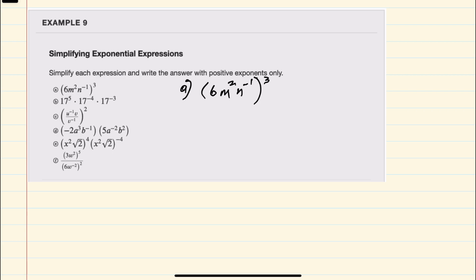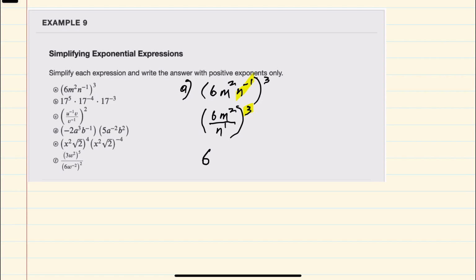Typically, I like to start inside the parentheses and remove negative exponents. So I can rewrite inside the parentheses, making that n a positive exponent by moving it to the denominator as just an n^1. And I still have the 3 exponent outside. So next I would apply this 3 exponent to each of the values inside the parentheses.